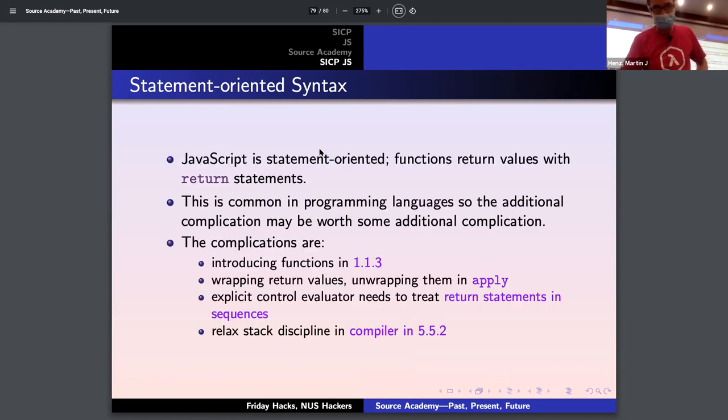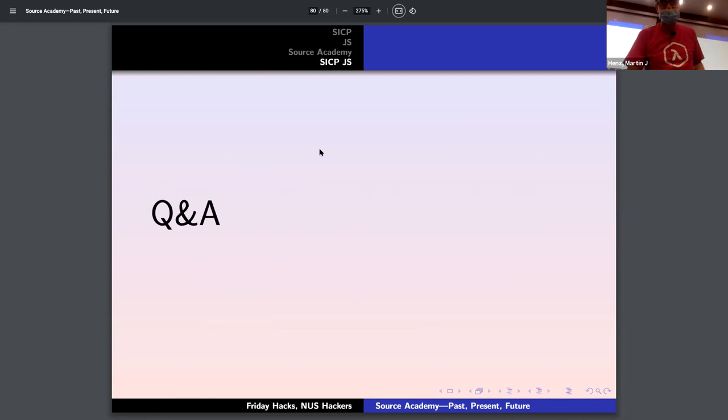And that led to various changes in the later parts of the textbook. But that should give you a little bit of an idea of what it took to translate this material from Scheme to JavaScript and modernize it and add features that are relevant in today's world of computing.